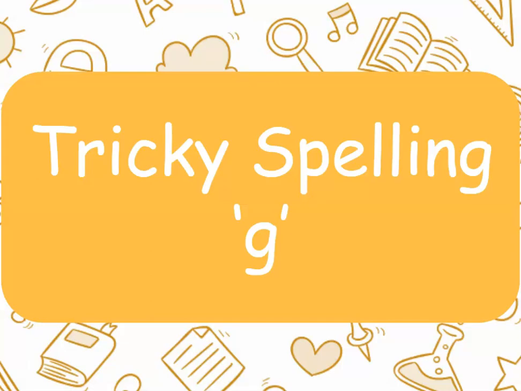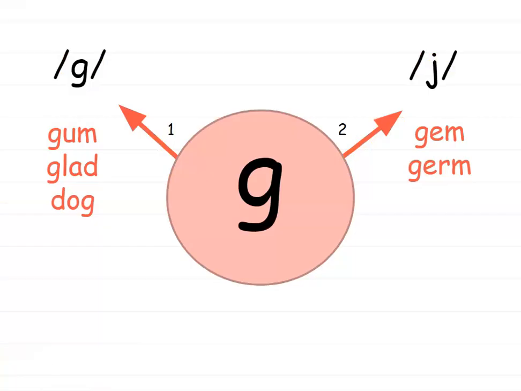Tricky spelling G. Here we have the words gum, glad, and dog on the left side of our board. On the right side, we have Jim and germ. The words on the left side have the G sound at the beginning and end of them. The words on the right side have the J sound at the beginning.